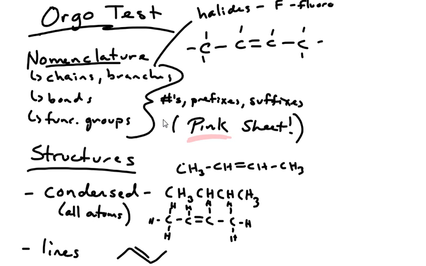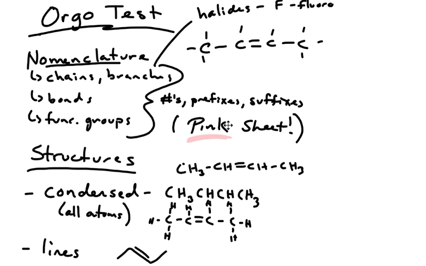All right, so on the Argo test, and this doesn't really do a great service for you, but trying to show you nomenclature. Remember, when we're naming things, you're responsible for chains and branches, you're responsible for bonds, and you're responsible for functional groups. Branches, remember, could be like a methyl or an ethyl or a propyl. You could also have halides, which is a fancy way of saying halogens. So, for example, F would be like fluoro, just as an example.